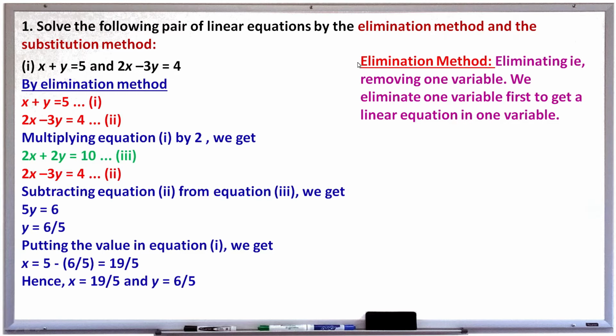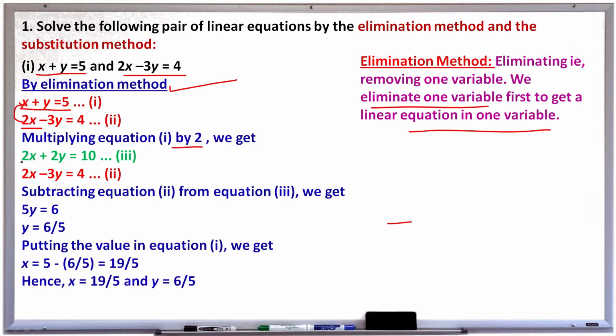The elimination method is nothing but removing one variable. We eliminate one variable first to get a linear equation in one variable. Let us take the equations x plus y is equal to 5 and 2x minus 3y is equal to 4. Using the elimination method, we can solve these two equations. Multiplying equation number 1 by 2. The first equation you have to multiply by 2, the coefficient of x in equation number 2.